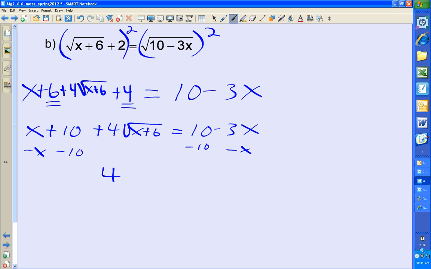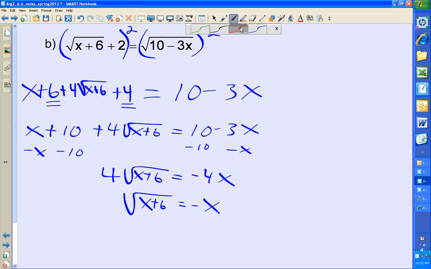You're going to get 4 radical x plus 6 on the left. The 10s nicely disappear, and we get a negative 4x on the right. This problem proves to be pretty easy. When we divide by 4 to isolate the radical, we end up with negative x. So now I have the radical isolated again. I have to do it twice. I did the first radical, the root 10 minus 3x, and squared both sides. Then I isolated the x plus 6 radical. What do I do to solve for x plus 6? Square them again.